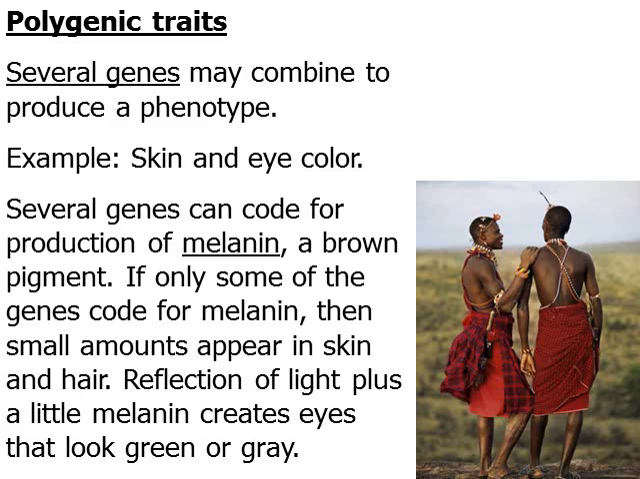Now, why do eyes sometimes look green or gray? It's because of the reflection of light. But all skin and eye color and hair are all coded by genes that cause the production of the brown pigment melanin.